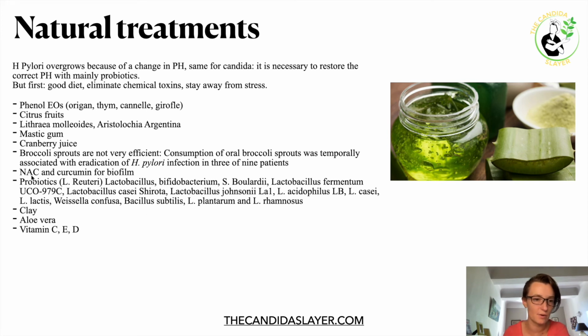Okay, so NAC is very good, and curcumin also, according to some studies. Of course, take lots of probiotics, as I explained before, and take clay and aloe vera. That's very important, very, very important to heal the stomach mucosa. Okay, so I have a whole video about clay if you want more detail about how to take clay. And I have 2 videos, and I will make another one soon, about aloe vera gel, how to take it. In my opinion, aloe vera gel is one of the most important things that you can take. And finally, vitamin C, E, and D, as we said before.